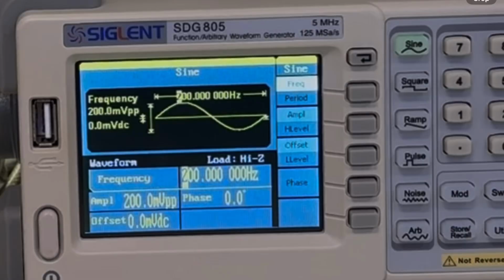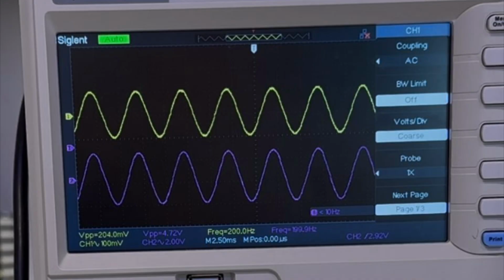My function generator is set to 200 Hz and 200 mVpp, and then this is my output, the yellow being TP1 and the purple being TP2. And you can see from the bottom of the oscilloscope, my Vpp is more amplified compared to the yellow.